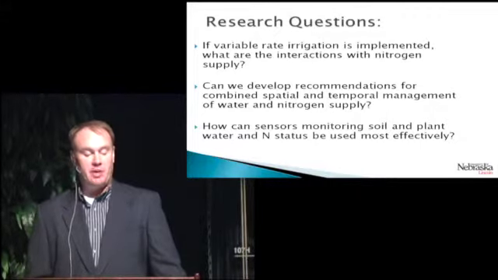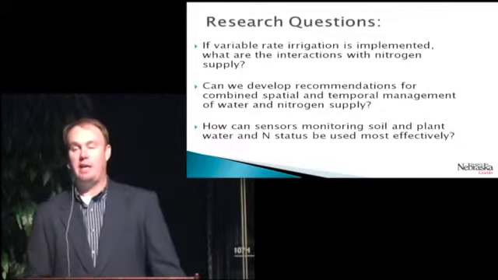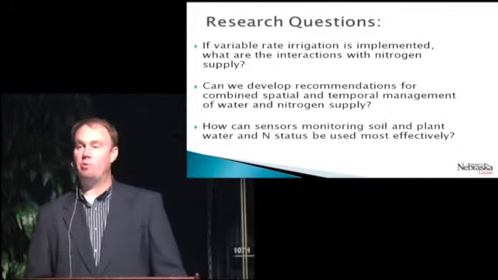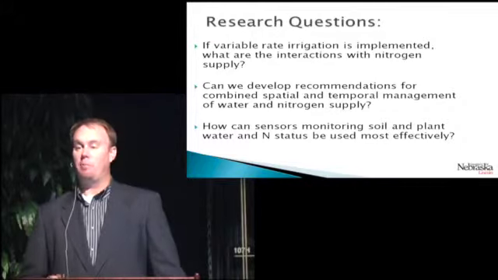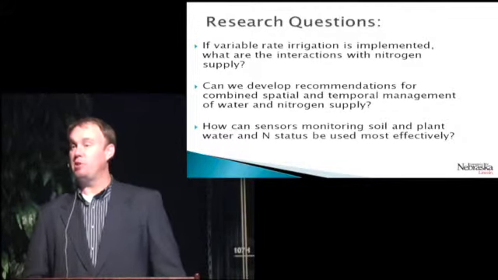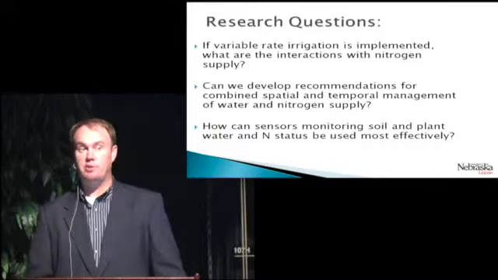Can we develop recommendations for combined spatial and temporal management of water and nitrogen supply? Can we have a recommendation that says if we're applying X amount of water, we need to apply X amount of nitrogen, and how those are going to tie together so that we can maybe not maximize yields, but maximize our efficiencies, maximize water use efficiency, maximize nitrogen use efficiency.